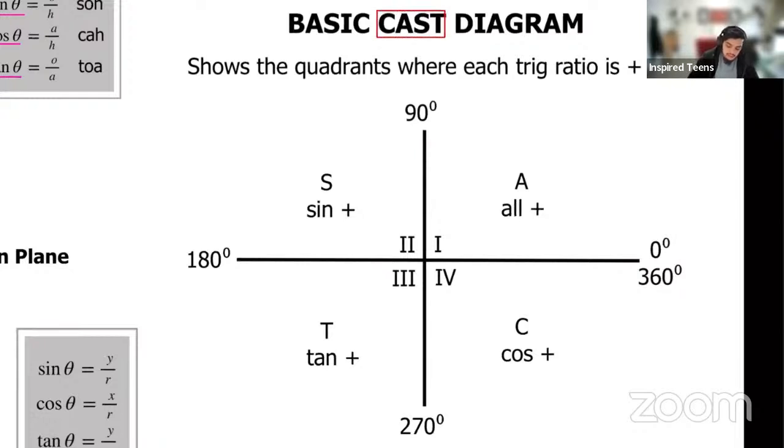It's called the CAST diagram because of the different quadrants. It helps us to remember it. CAST.